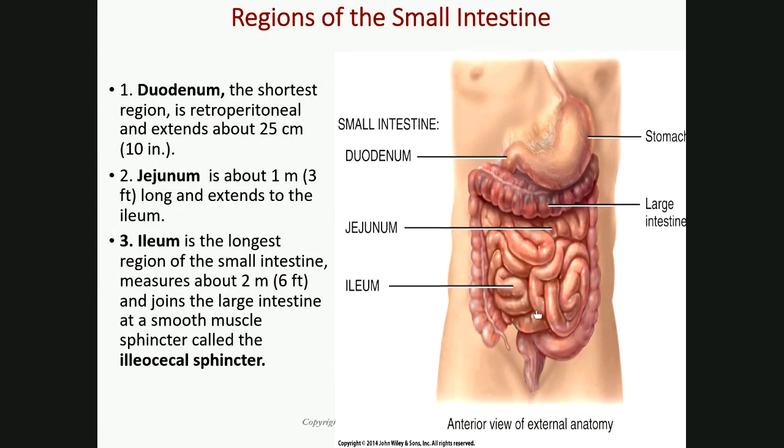And the ileum connects to the first region of the large intestine via a sphincter, or a little door, called the ileocecal sphincter, which connects to the cecum of the large intestine, which is the first part of it.